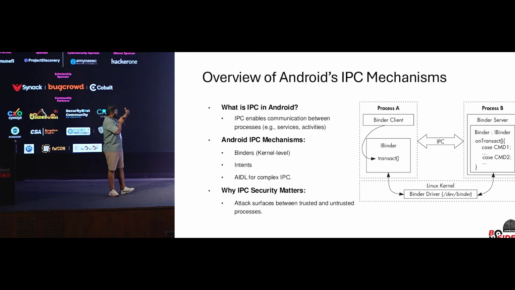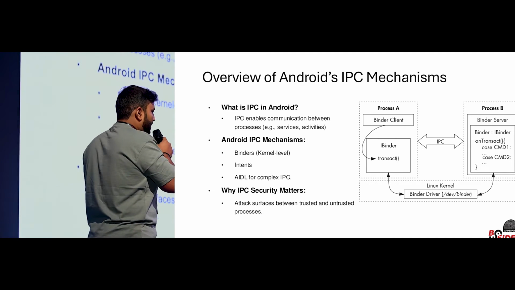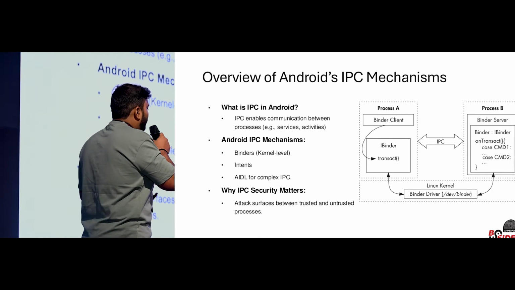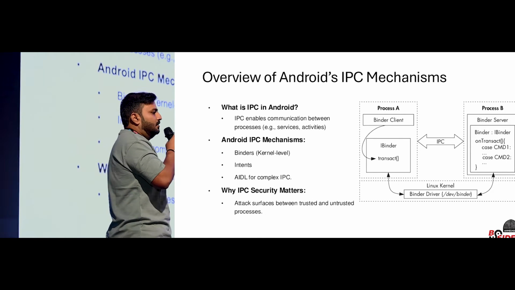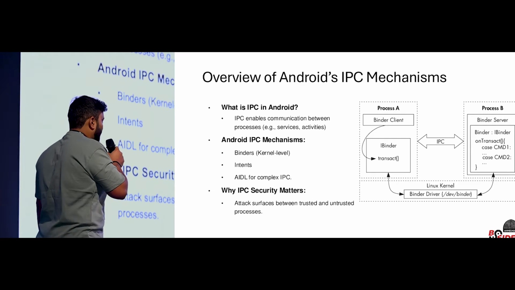So there are different IPC mechanisms that Android as an operating system provides. Binders are kernel level IPCs. We have intent, which is application level IPC. And for complex implementations, we have AIDL, which is for complex IPCs.